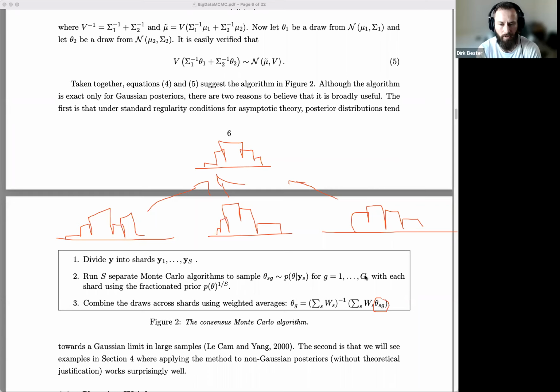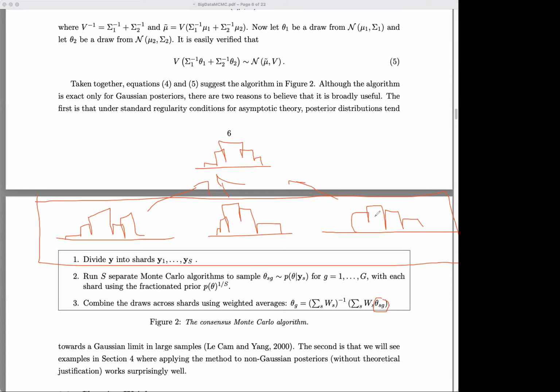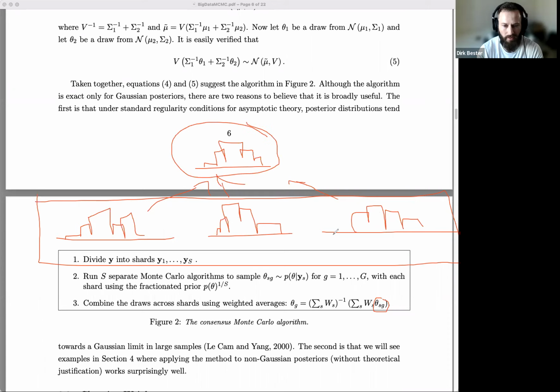We draw 1,000 samples. Let's say we run it on 100 machines, or in this case, we run it on 3 machines. We've now got 3 cases of 1,000 samples, 1,000 samples, 1,000 samples. But we just want one. One answer of 1,000 samples, basically. So how do we recombine these?